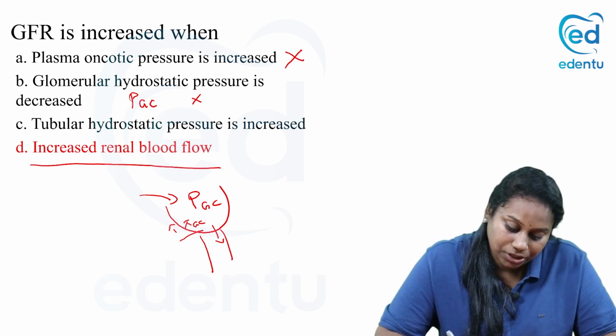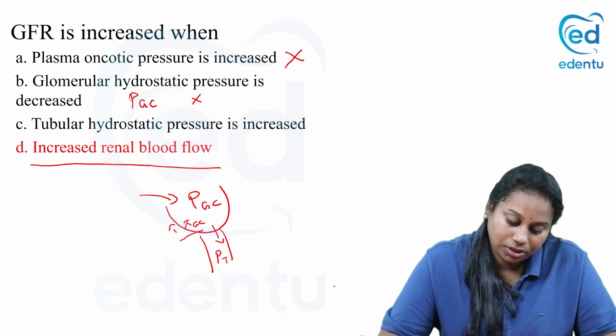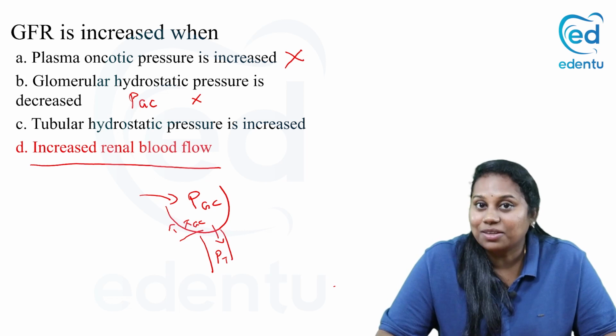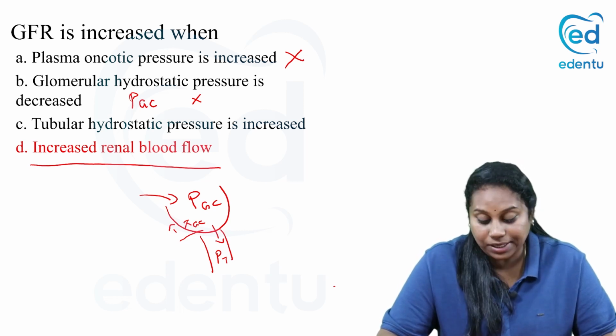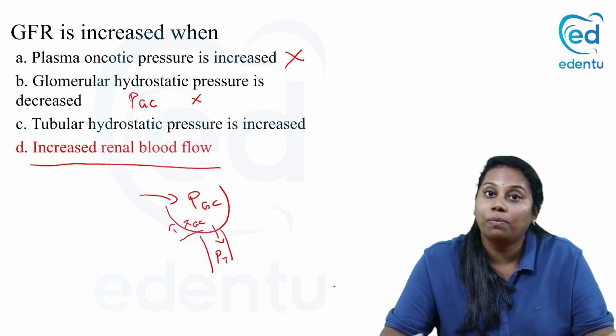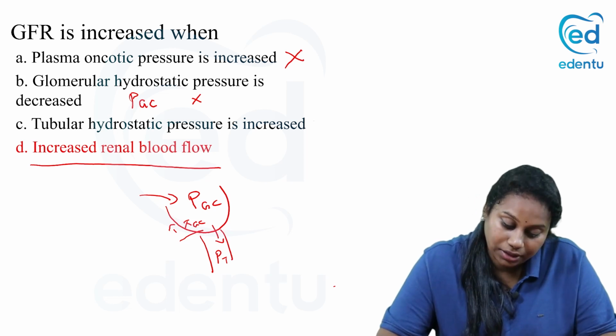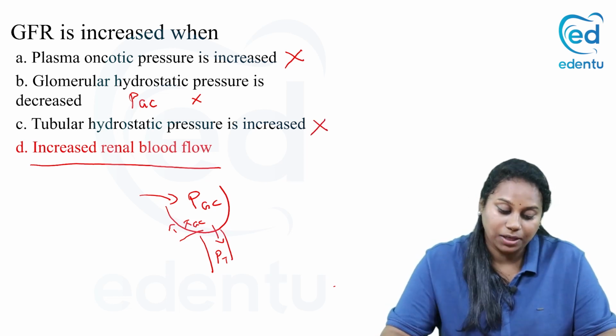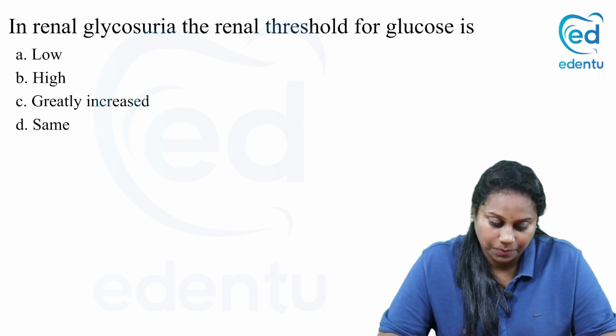Tubular hydrostatic pressure, PT, on the tubule. Again, hydrostatic pressure is a pushing force. So PT will push the filtration in the opposite direction, so it is going to decrease the filtration. So thereby D is the right answer.